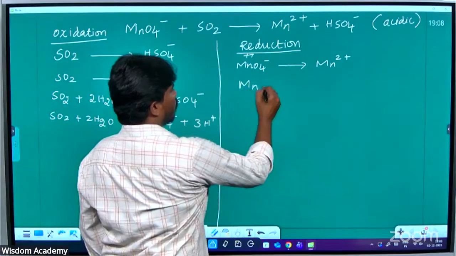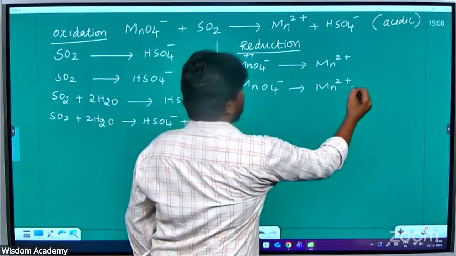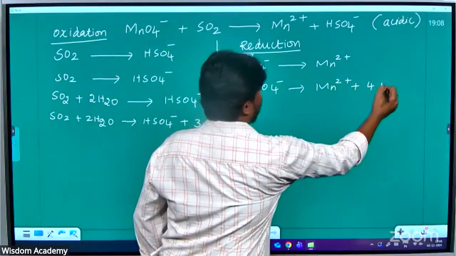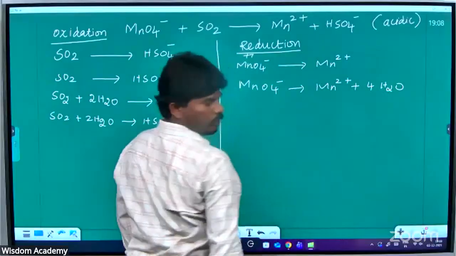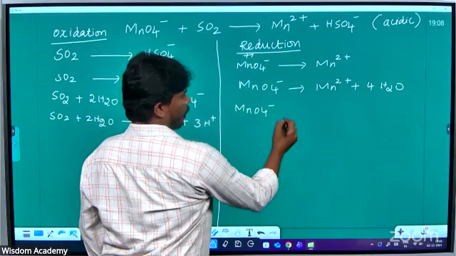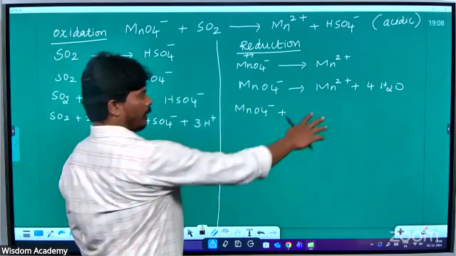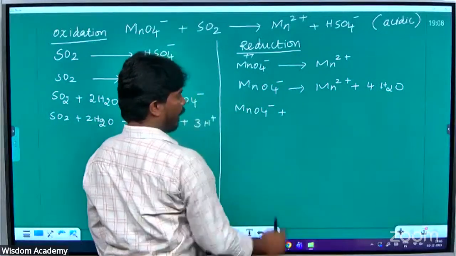MnO4 minus gives Mn2 plus, 4H2O, and then MnO4 minus plus hydrogen. The number of hydrogen on the right side is 8 H plus, 8 hydrogen atoms.